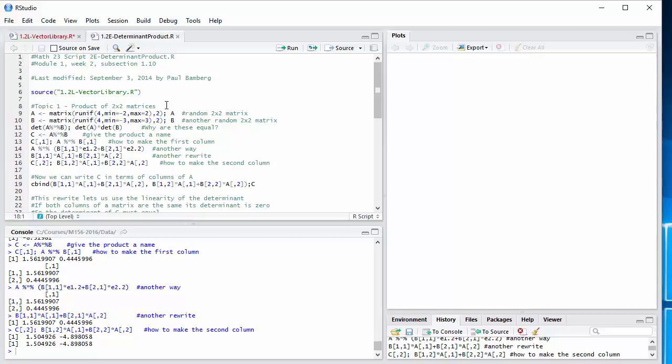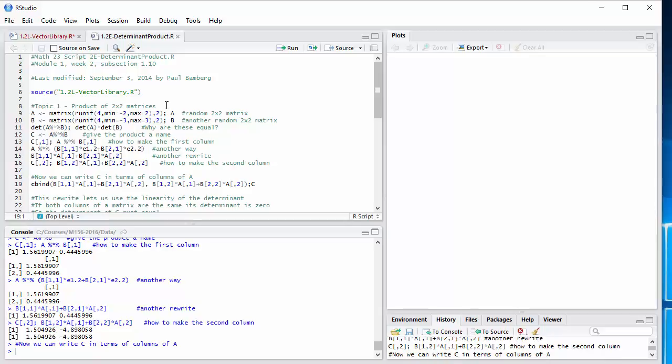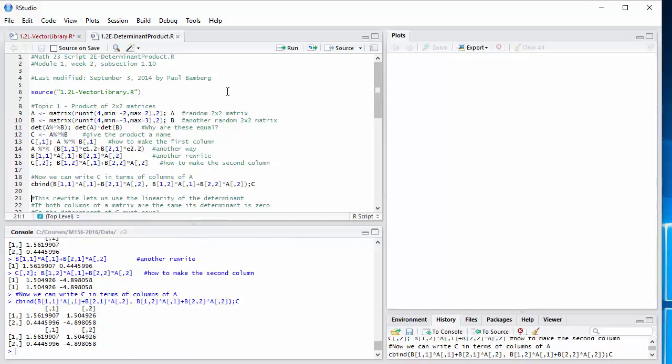So now I have a way of writing the matrix C in terms of the columns of A. I use cbind to put the 2 columns together. First, I use the expression that gave me the first column, and then, following that, I use the expression that gave me the second column. And there it is. This is just a rewrite of the matrix C.